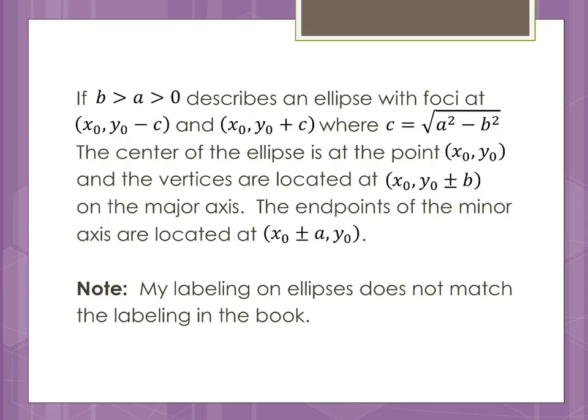And then the endpoints of the minor axis are found again by going left and right. So it's the a value left and right. So the beauty in doing this is that the axes don't change. And so let me let you write this down. And I've got my wonderful note here that says my labeling doesn't match your book. And I'm going to go back to my picture. So as soon as you guys are done with this screen, I'm going to go back to that picture that I drew before.